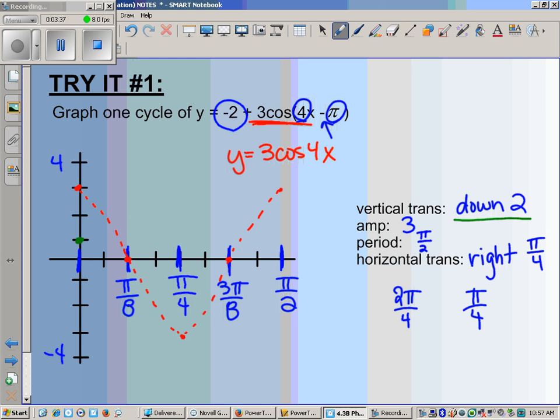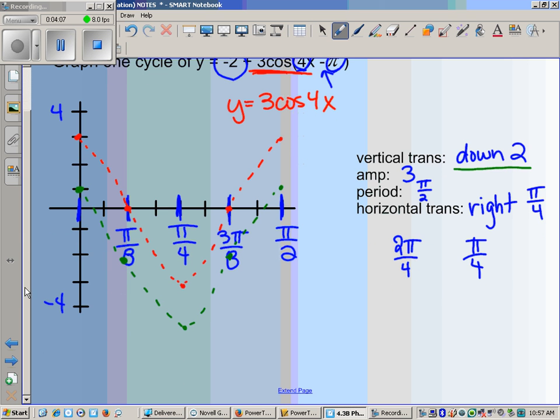That's 1, 2. That's 1, 2. That's 1, 2. That's 1, 2. That's 1, 2. So now my new graph shifted down 2 is going to look like this. But now I still have to do my horizontal shifts. I've got to do my right 1/4. Okay? So let's look at my graph and figure out where 1/4 is going to be.